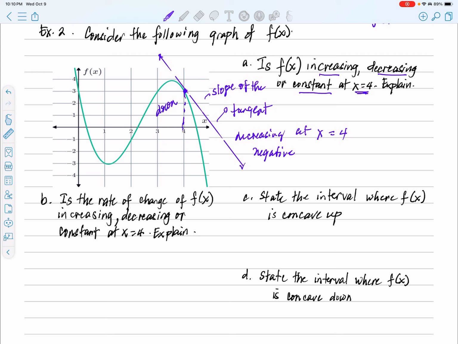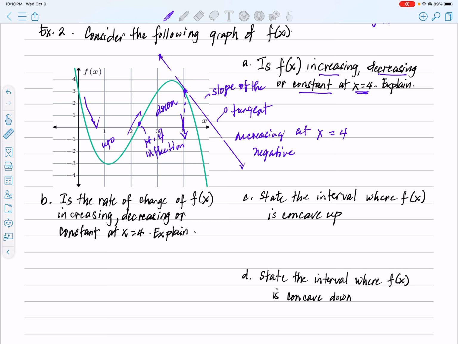And this is concave up from here to here. Then it goes down. So maybe our inflection point is somewhere here. Point of inflection that divides the concave up from the concave down.